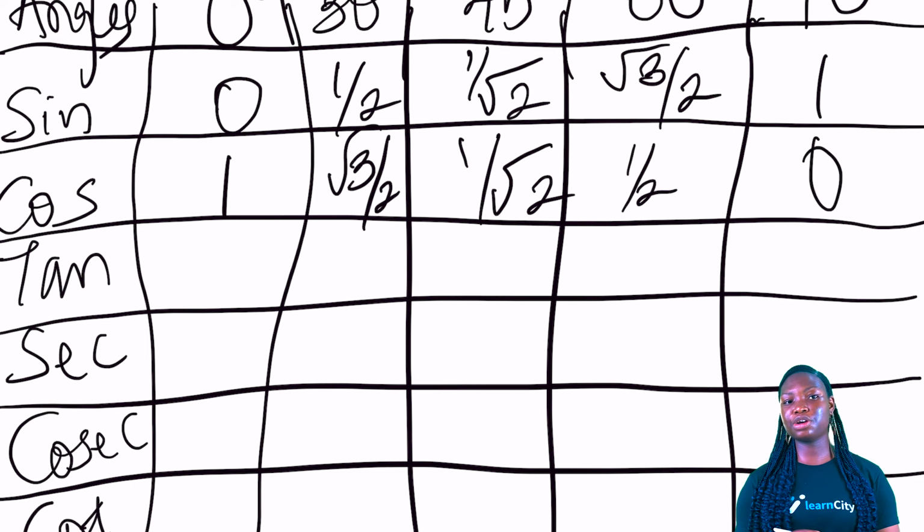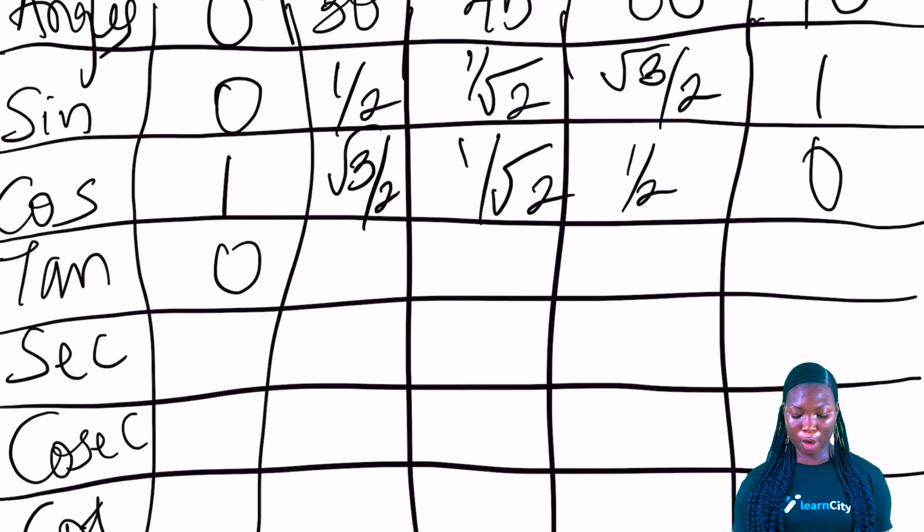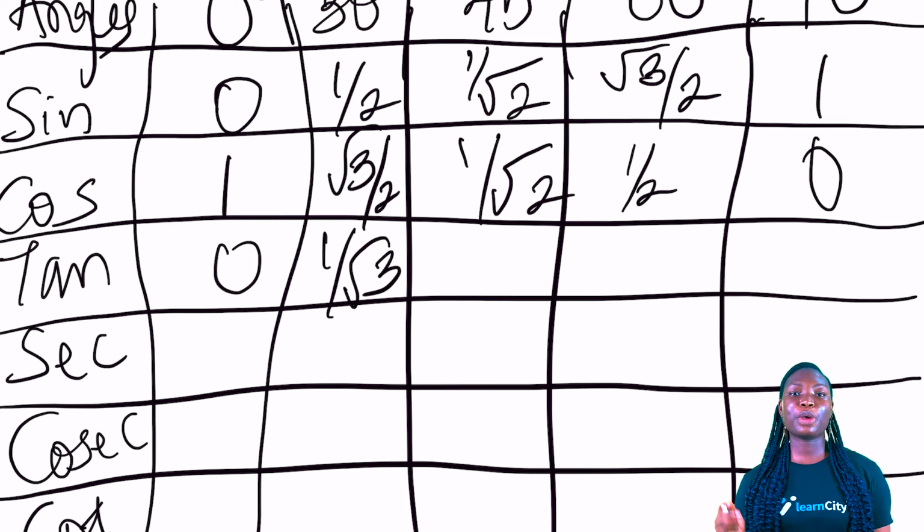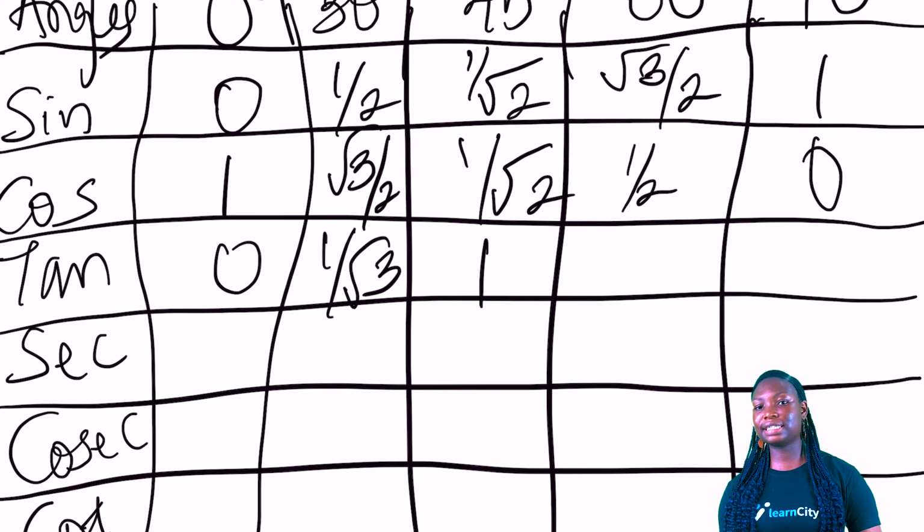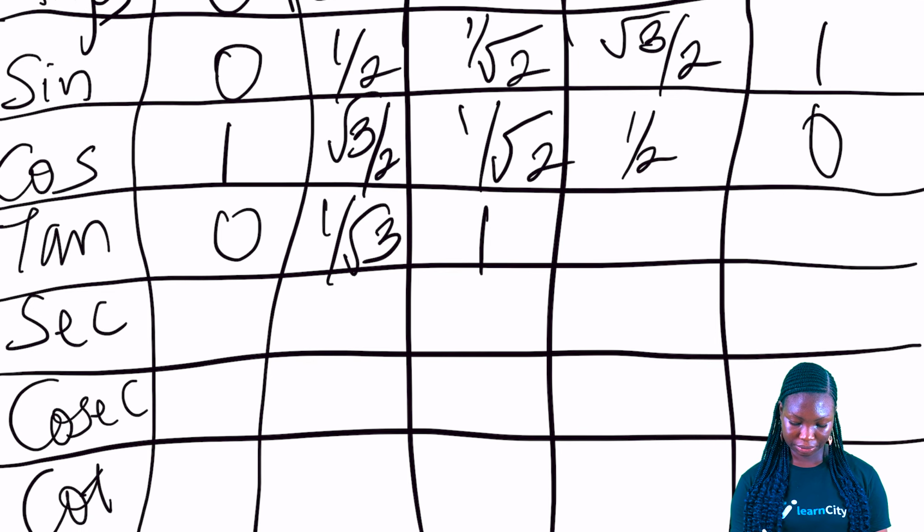When we have tan 0, it is 0. When we have tan 30, it is 1/√3. When we have tan 45, it is 1. When we have tan 60, it is √3. And when we have tan 90, it is infinity.